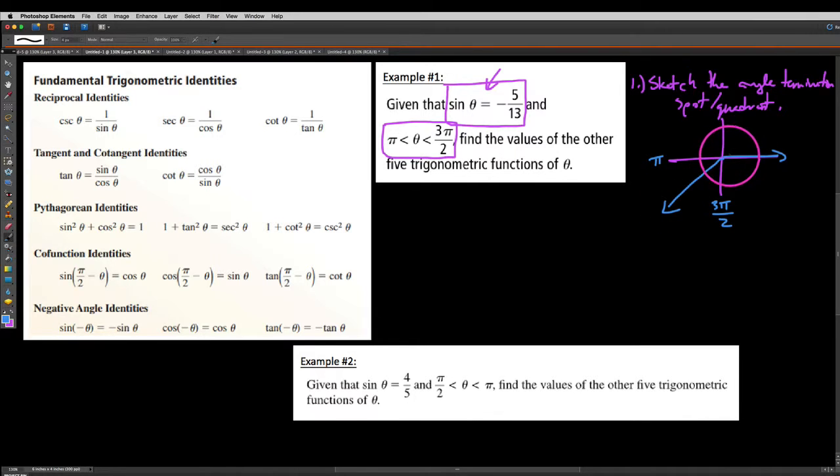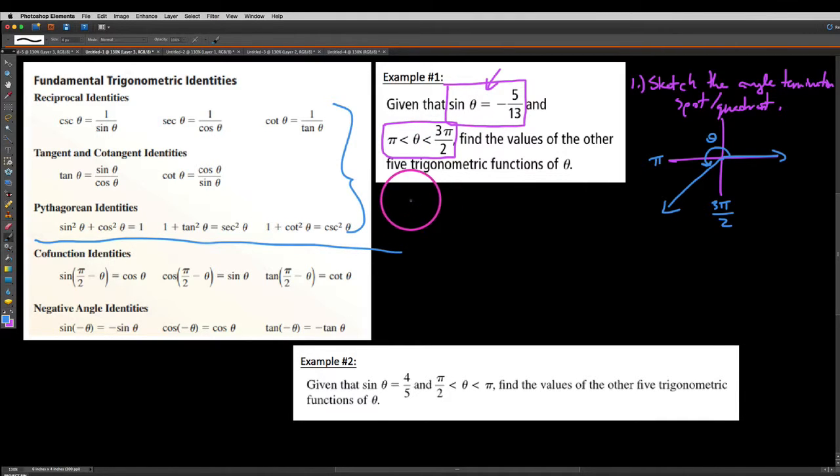All I know is that my angle must be this angle right here, this theta. So what we want to do now is find the values of the other 5 trig functions using our fundamental identities. So let's start with this.